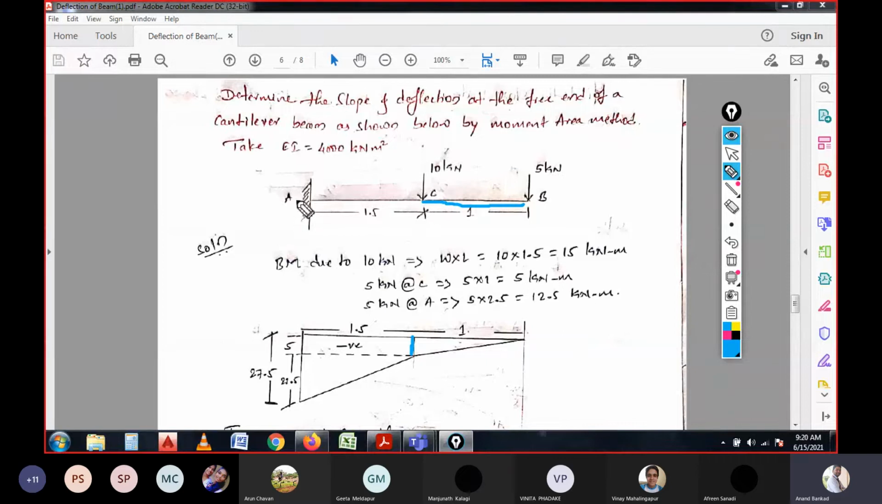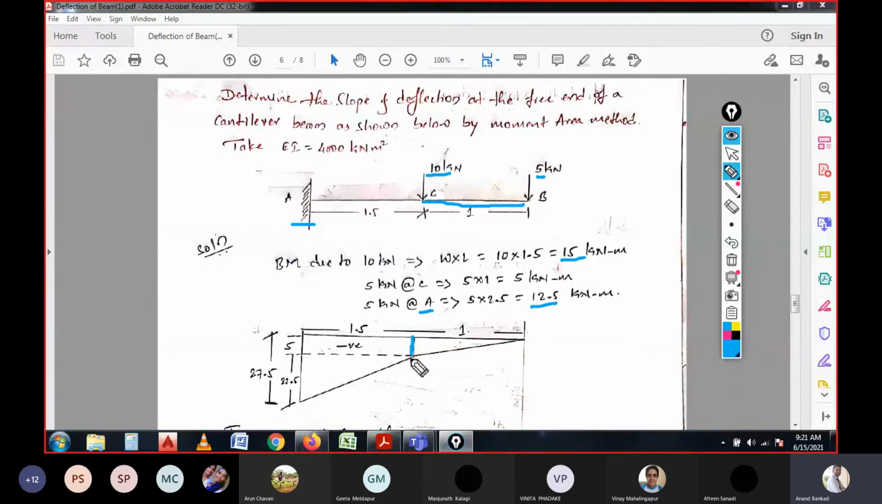we have another moment. So at the A, the total bending moment will be 15 because of this 10 kilonewton, and because of 5 kilonewton it is 12.5. We are considering at A point. So for 5 kilonewton at A, it is acting 12.5 kilonewton meters, and 10 kilonewton is 15 kilonewton meter at the A. So 15 plus 12.5 will be 27.5. So in this we have 5 kilonewton load, which is considered over here.